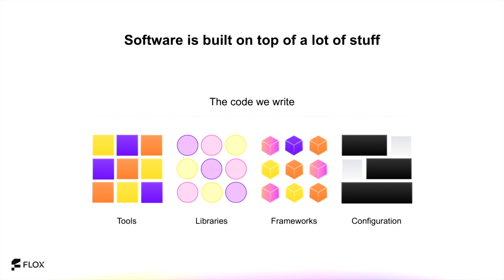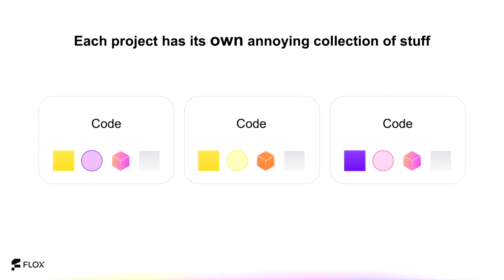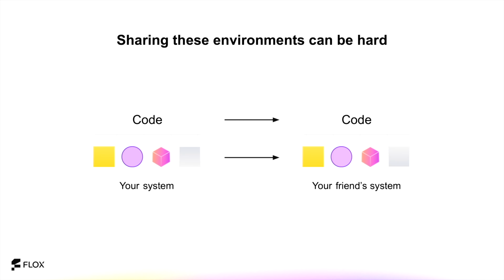But I'm going to start with the fact that software is built on top of a whole lot of stuff. When we think about software development, we think about the code we write, primarily. But we don't spend a lot of time thinking about all the tools and libraries and frameworks and configuration that go along with that code that we have to lift and shift everywhere we bring our code. And every project we work with has its own obnoxious collection of stuff. And that stuff is usually different. Sometimes it's the same. Sometimes you have the same yellow square. But even when you do, you have a different color circle, right? Different dependencies.